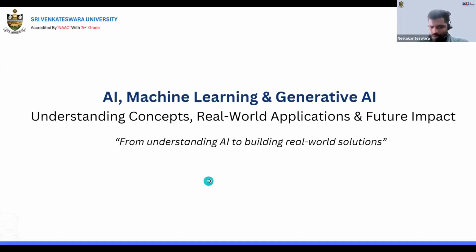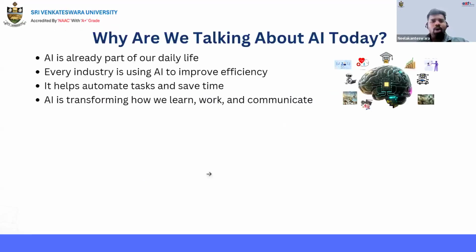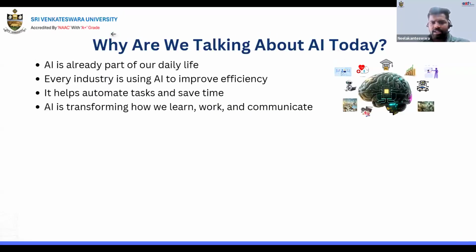We start with one more important question: why are we talking about AI today? Because AI is already part of our life. As you just said that you are using ChatGPT, Gemini, whatever, they are all powered by AI behind the scenes. We are talking about AI because it is already in our daily lives, and industries everywhere are using AI to automate tasks and save time, and it transforms how we learn, how we work, and how we communicate.